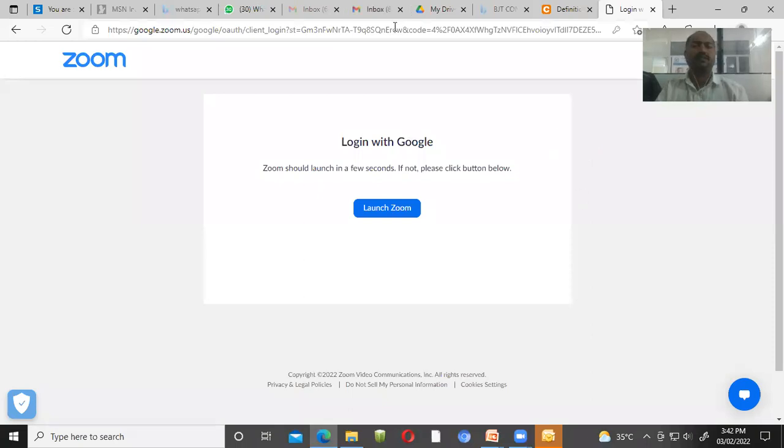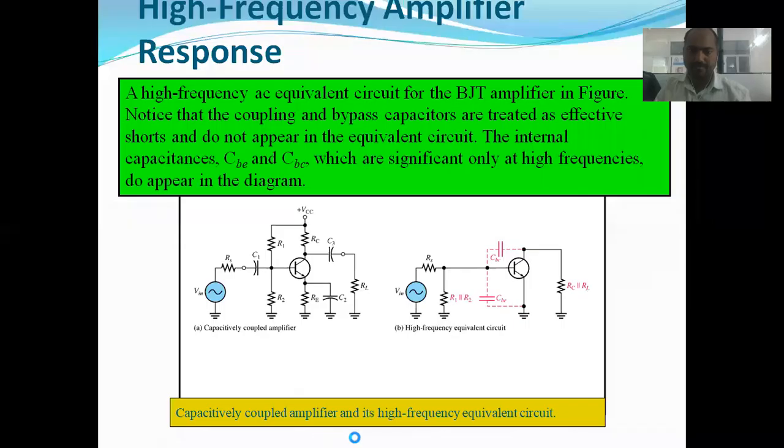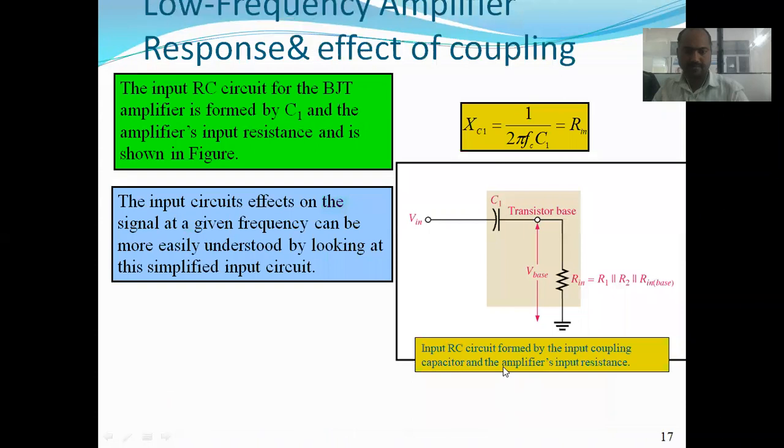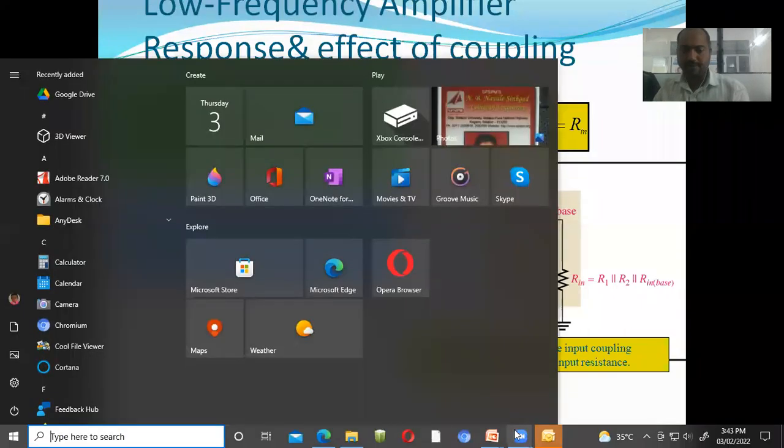Sir. I'm telling you. Why did that particular capacitor come? I am telling you.